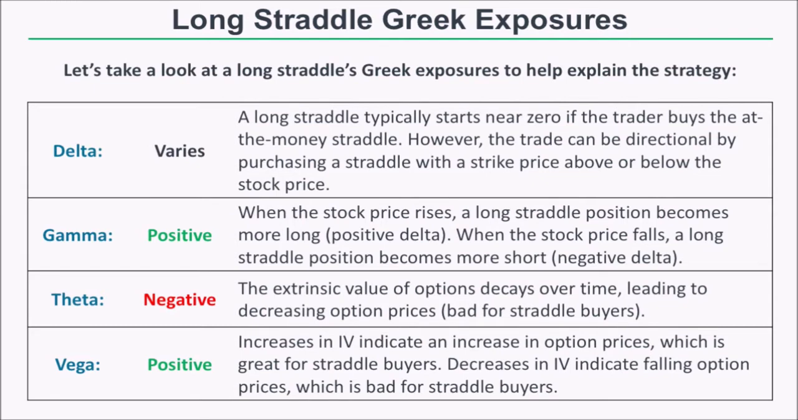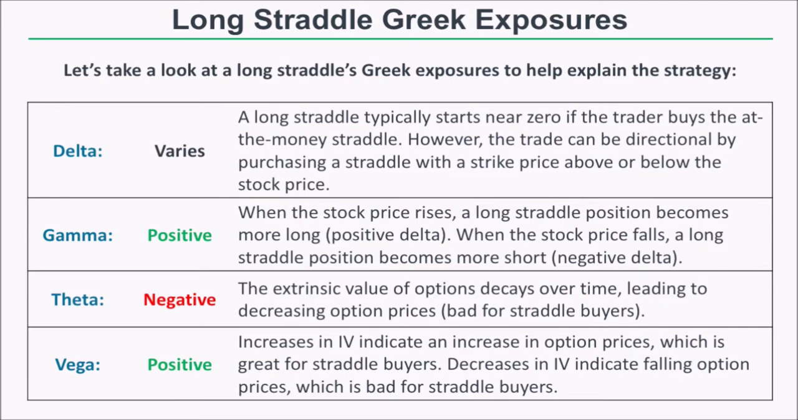Now in regards to theta, a long straddle's theta is negative, and that means that the extrinsic value of options decays over time, and that leads to decreasing option prices, which is obviously not what you want when you buy a straddle. So if the stock price sits right at your long strike as time passes, you're going to lose money from time decay because the extrinsic value of the options that you own is decreasing.